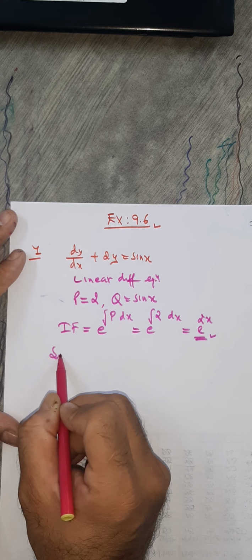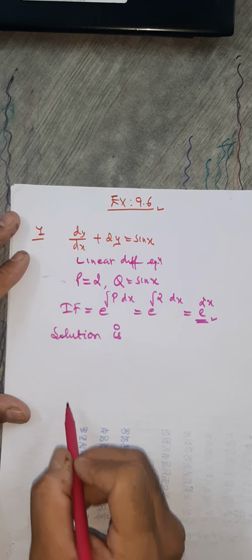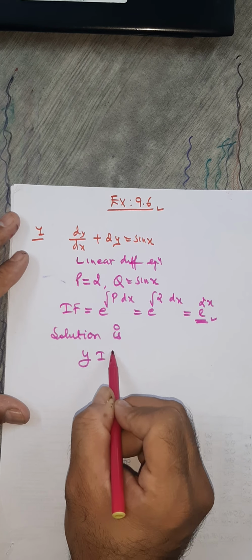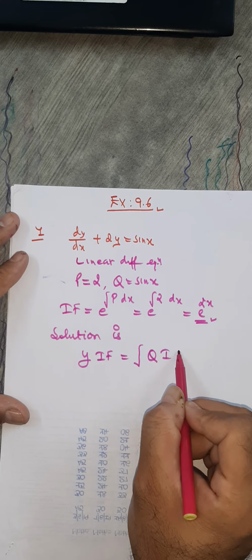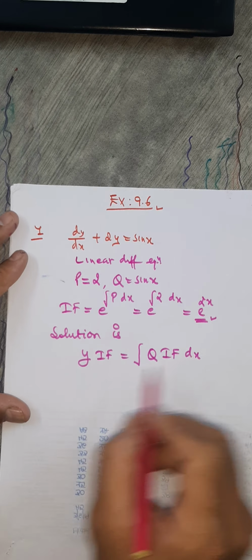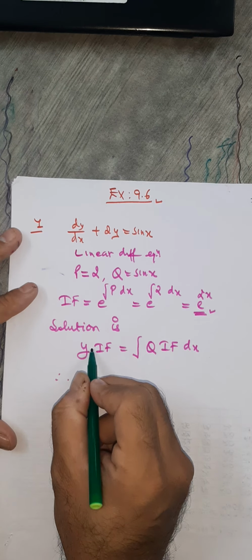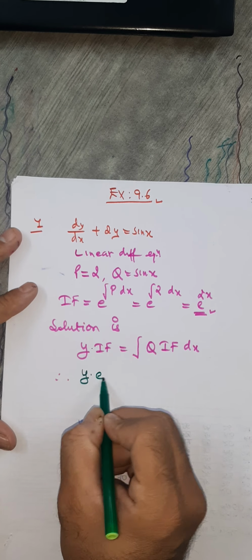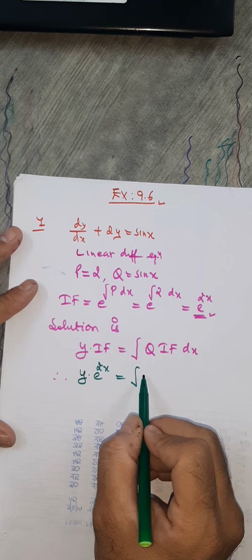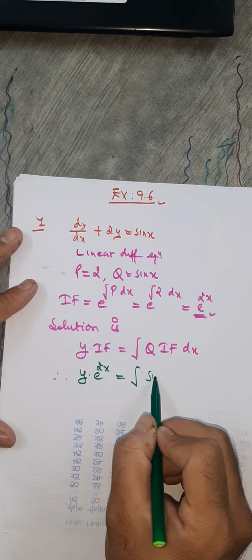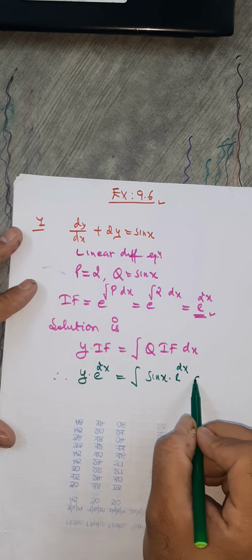Now I'll write directly. Solution is, you have prepared the formula: y into integrating factor equals inside the integral Q into integrating factor, the whole dx, and at the end we are going to write what? Plus c. So here y into e raised to 2x equals, what about this? Q. Q क्या है? sin x. So sin x into e raised to 2x here dx.